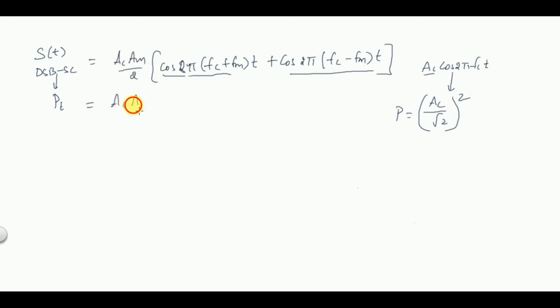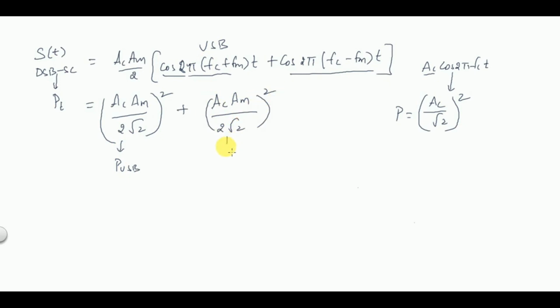First I am finding the RMS value, so 2 into root 2, and taking the square, you get the power in USB. So this represents the power in the USB term, plus AcAm by 2 root 2 whole square, since the amplitude is the same, which represents the power in LSB. Total power is equal to power of USB plus power of LSB, so this becomes Ac squared Am squared by 4. So the total power in the case of DSBSC is given by Ac squared Am squared by 4.